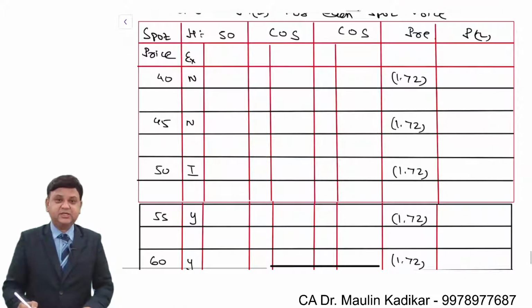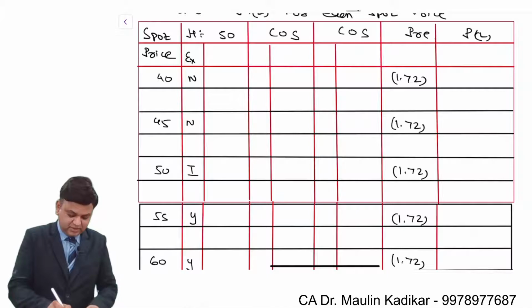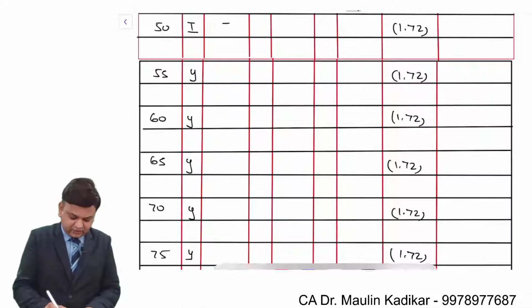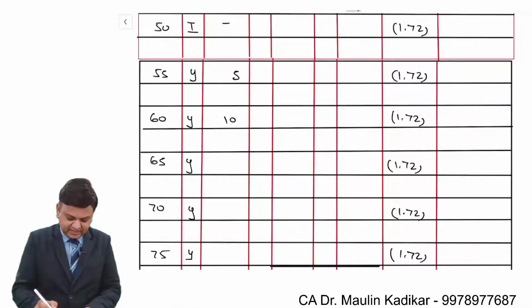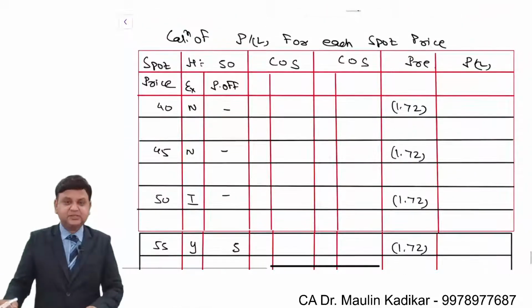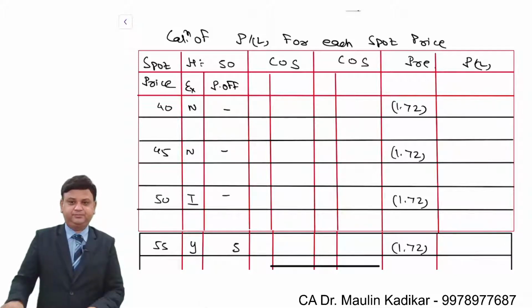If we do not exercise or we are indifferent, then the amount of the payoff will be 0. If at all we exercise, then in that case we get the positive payoff of 5, 10, 15, 20 and 25. That is the positive payoff that we will have.